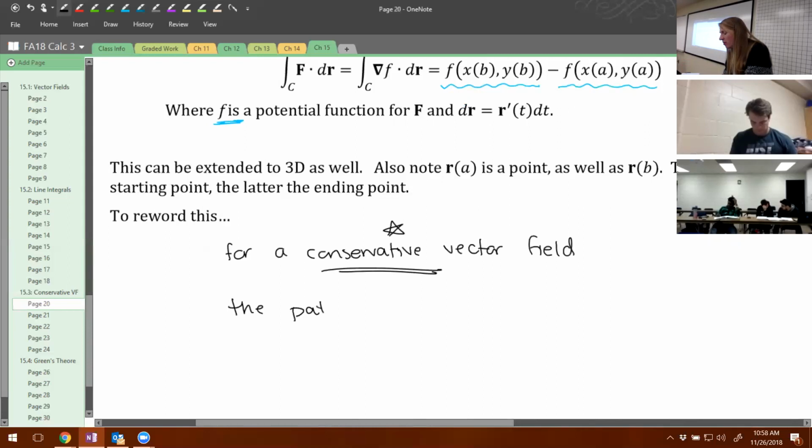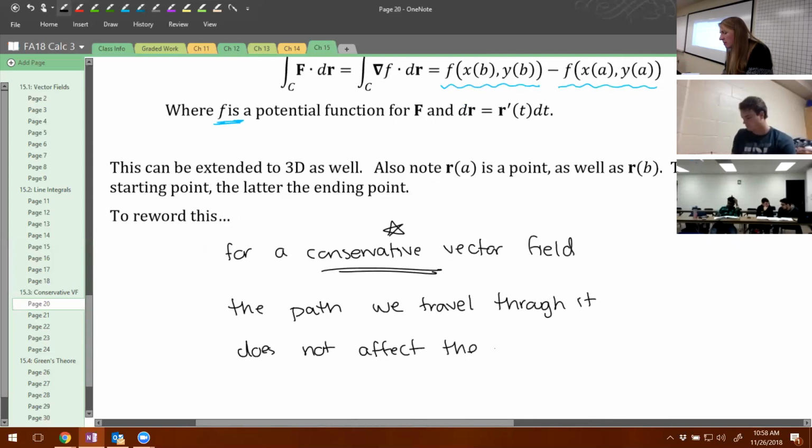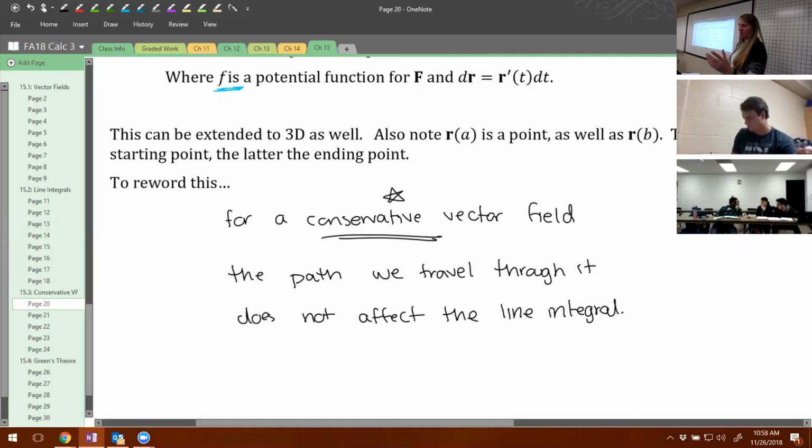The path we travel through does not really affect the line integral. We just need to know where we start and where we're going to. That's really all we need to know. It's a conservative vector field. Whether we go a really long, windy way through it or a straight path through it, it's going to go to the same answer.